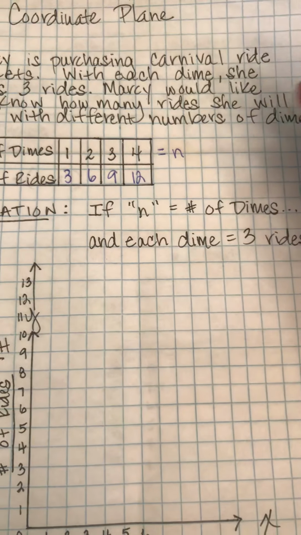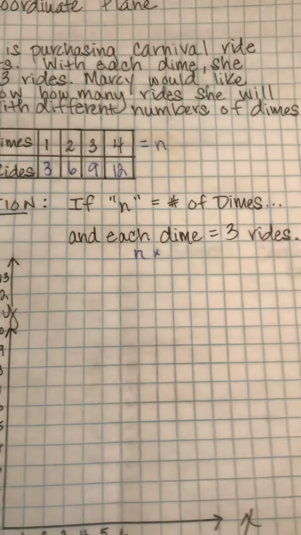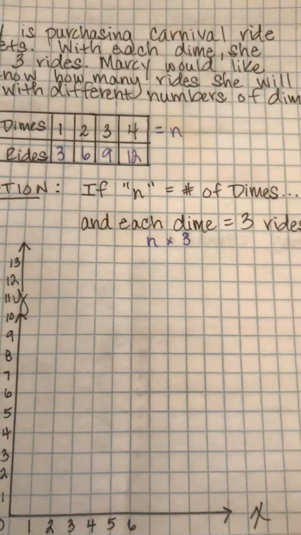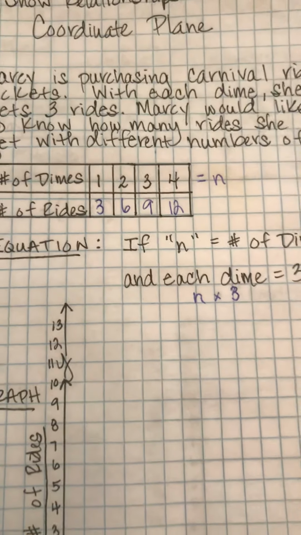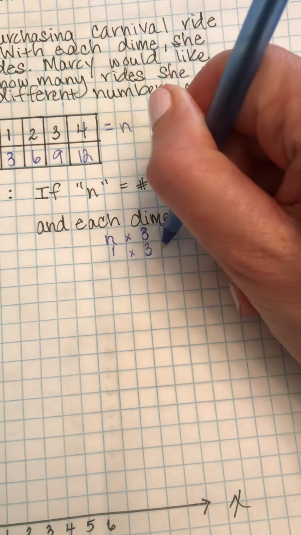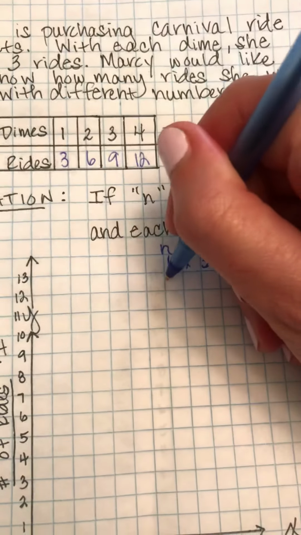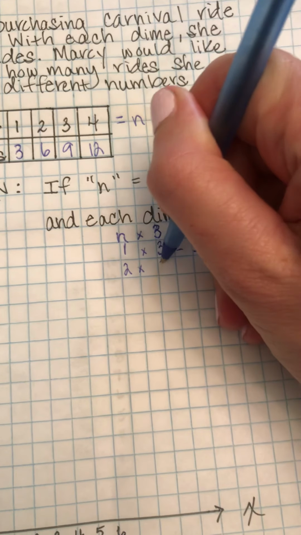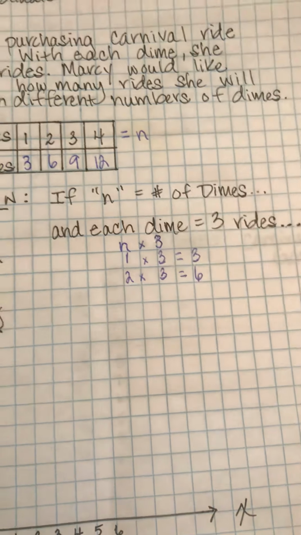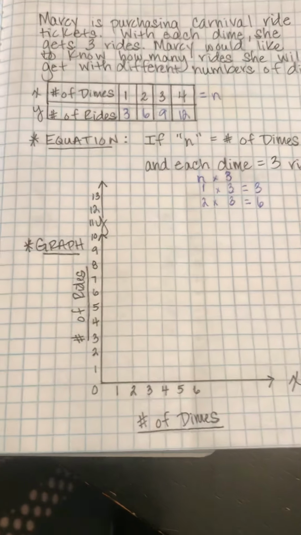What we would do is take the number of dimes and simply multiply it by the number of rides. So if you think about our first example, if we have 1 dime, we multiply it by 3, of course we get 3. If we have 2 dimes and we multiply it by 3, which is the number of rides we would get, we would say, well, that's a 6, and so on. Now let's take our information and put it onto a graph.